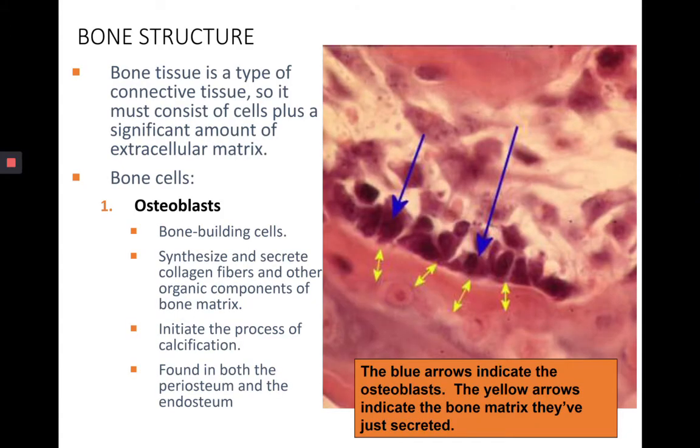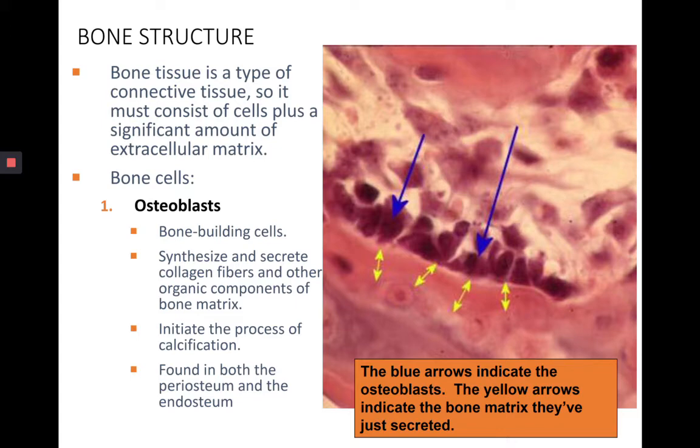So here we can see bone structure, and we're looking at microscopic bone structure. Here we have the blue arrows indicating the osteoblasts. These osteoblasts are actively laying down or creating matrix. So that's this light pink layer here represented by the yellow arrows. That is bone matrix that the osteoblasts just laid down, and we would call that osteoid because osteoblasts are bone building cells. They would synthesize and secrete collagen fibers and other organic components of bone matrix, and again that organic component of bone matrix is called osteoid.